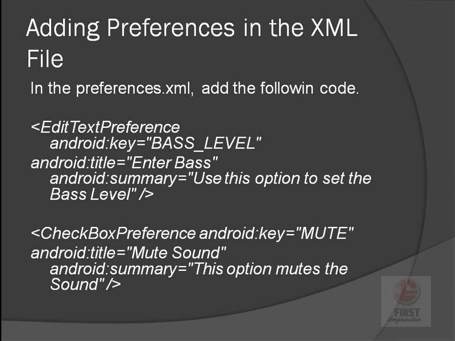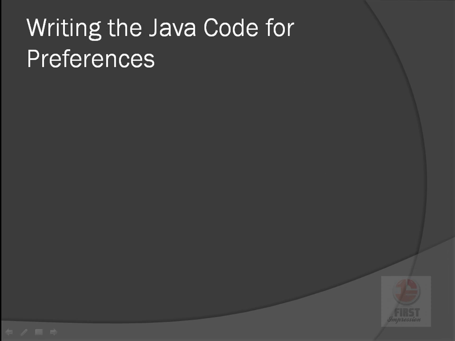So in our case, we have two preferences. The first preference is an edit text preference with the key base level, the title enter base, and the summary as use this option to set the base level. The second preference is a checkbox preference that can hold only true or false. The key of it is mute, the title is mute sound, and summary is this option mutes the sound. I hope we are clear with this. With this knowledge, let's move ahead and write the Java code for it.